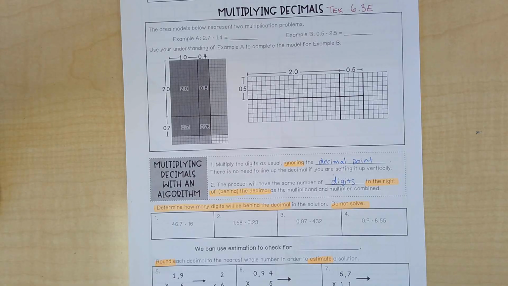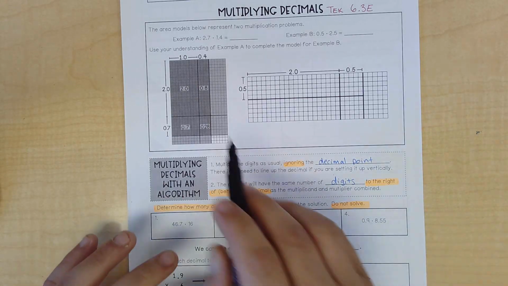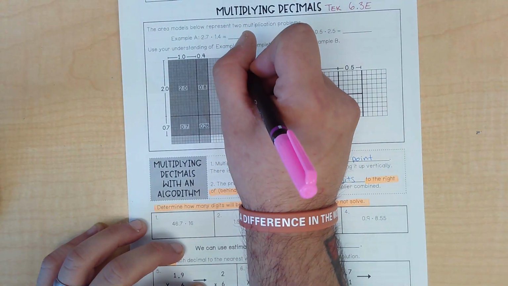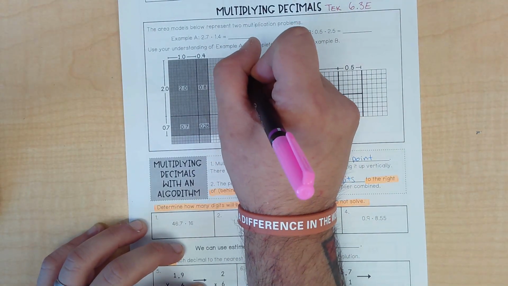So let's say when we solve the first one, okay? Especially when multiplying decimals, we'll go over it later down here, but essentially what you want to do is kind of ignore the decimals until the end. Okay, so here we have 2.7 times 1.4. I'm just going to write that as 27 times 14.